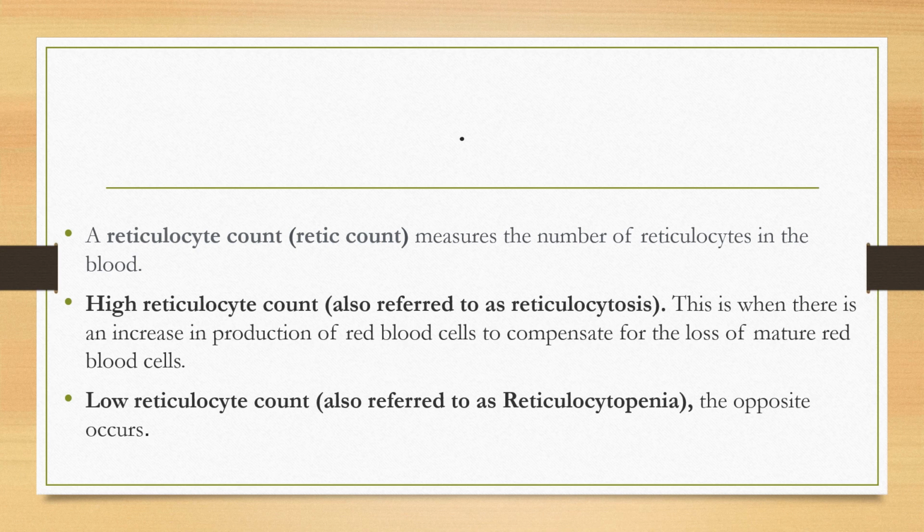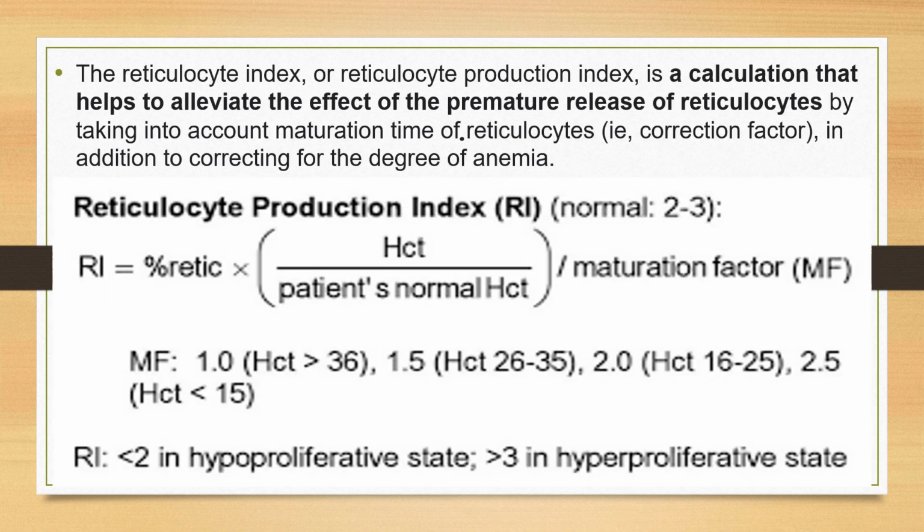When there is anemia, normally we expect a high retic count, because there is increased production of erythropoietin. This erythropoietin causes increased RBC production in the bone marrow, so reticulocytosis is expected. If there is anemia and the retic count is low, the bone marrow is not responding appropriately to the anemia. The reticulocyte index, or reticulocyte production index, should be calculated.